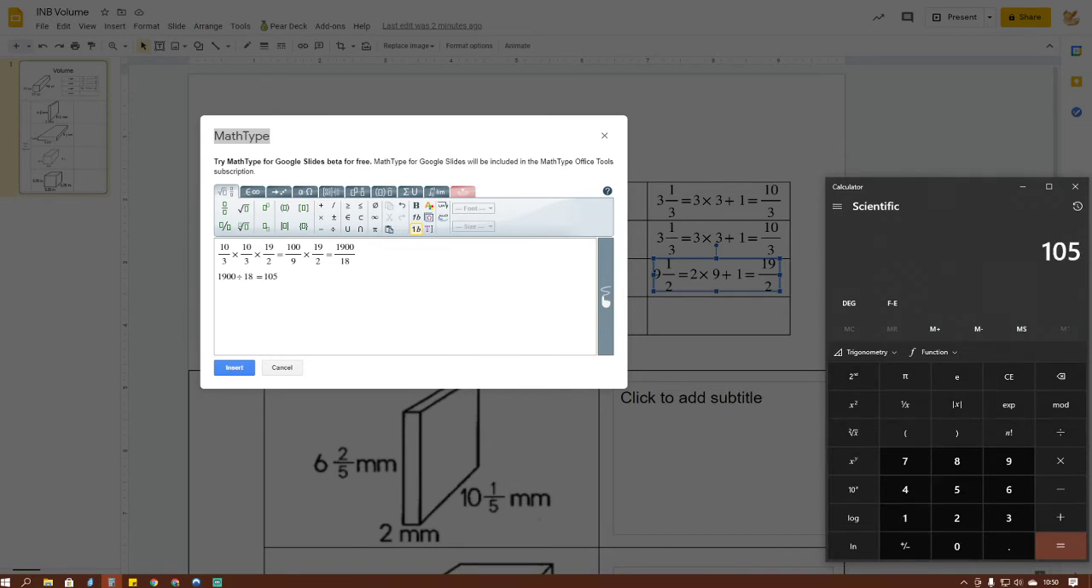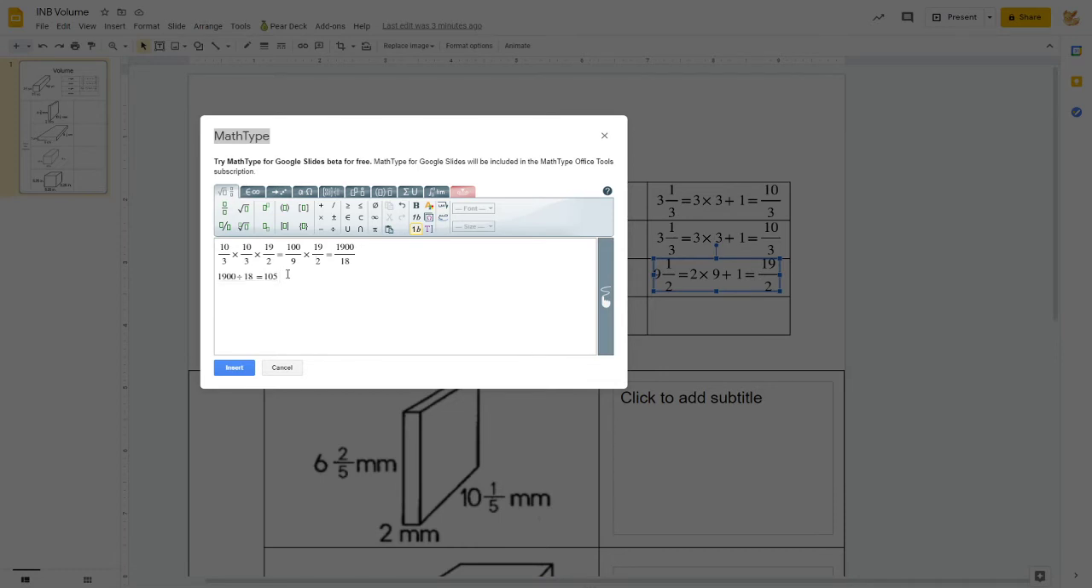So 105 times 18. That is 1890, which I can do minus 1900, which just gives me 10. So 10 divided by, oh, nope, that's not what I wanted. Let's see, undo. There we go. So this time I have to insert a fraction. Otherwise, it's going to make the whole thing a fraction over 18. And I'll stop it there.